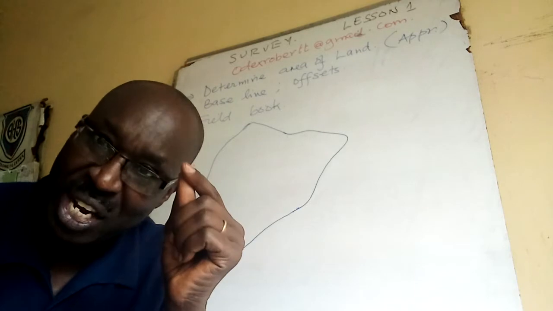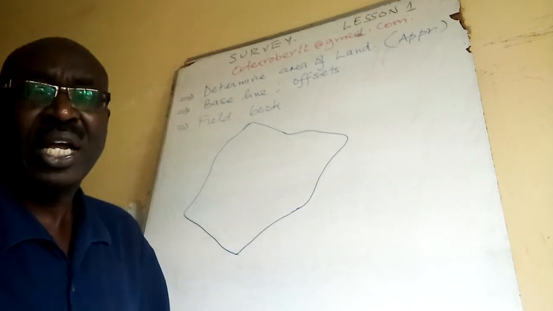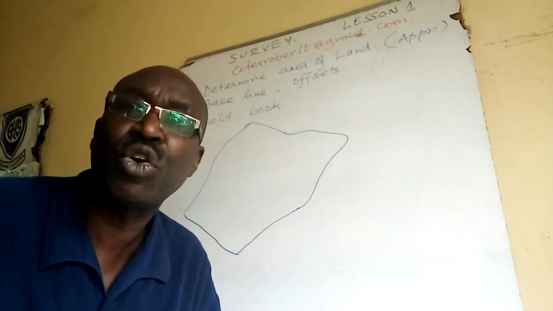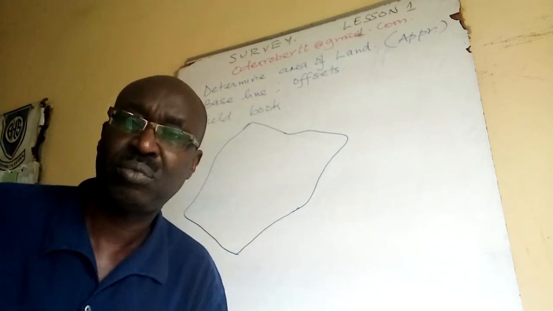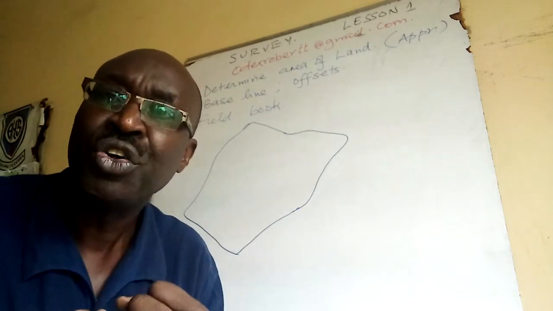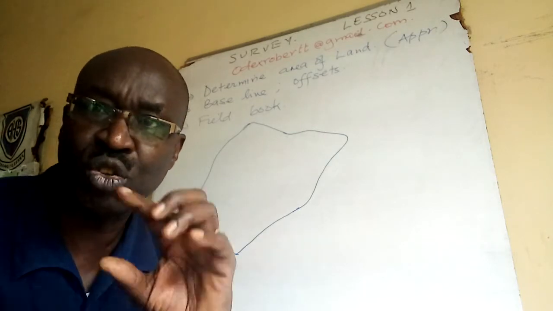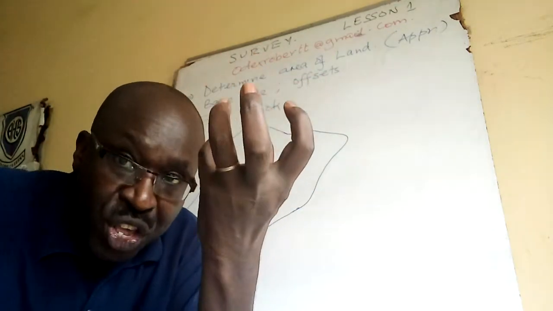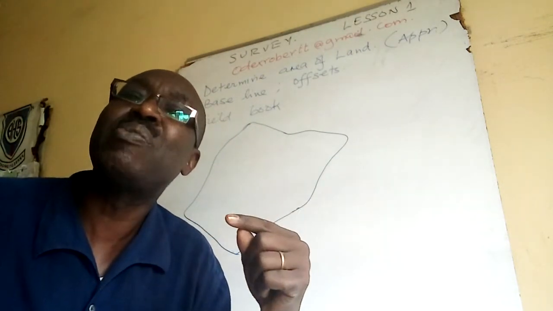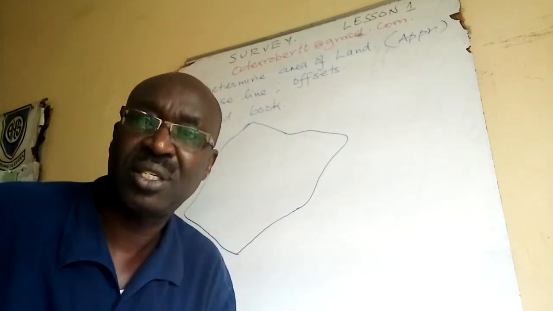Determining the area of a parcel of land. In that, we shall use an approximation method using regular shapes. You know the area of a square, you know the area of a triangle, you know the area of a trapezium, you know the area of a circle, and so on. Those are regular shapes. We use those regular shapes as an estimation of cases where the boundaries are not straight.